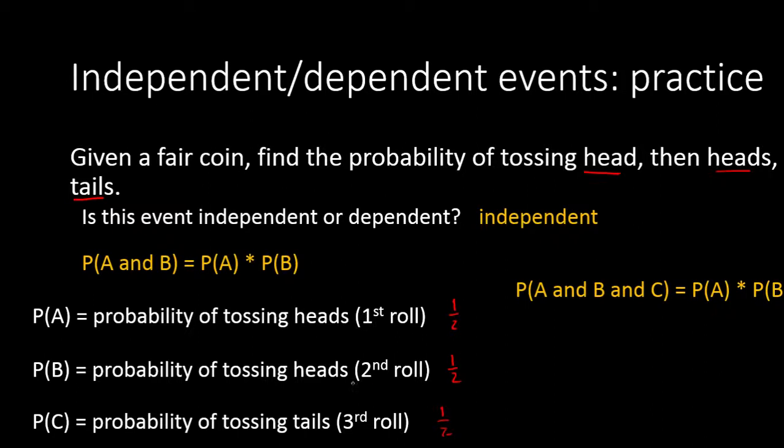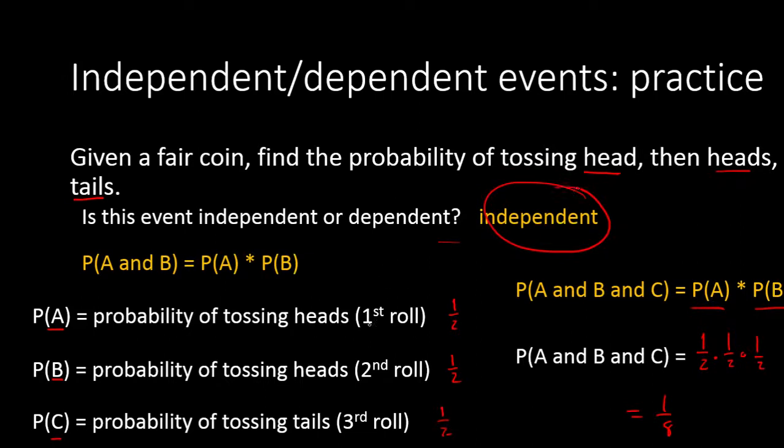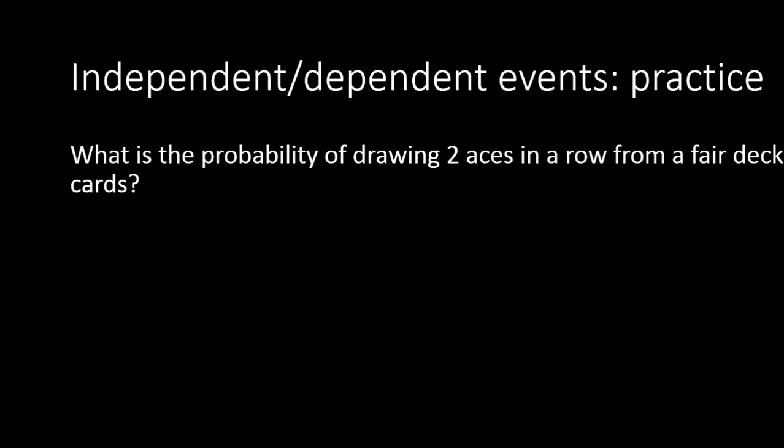Now, to find the probability of events A and B and C occurring, I multiply each of their individual probabilities together. That means I take 1/2 times 1/2 times 1/2, which is equal to 1/8. So I have a 1 in 8 chance of tossing heads, heads, then tails. Again, we calculated this by first identifying that we were working with independent events, calculating the probability for each event individually, and then multiplying the 3 probabilities together. Let's do another example.